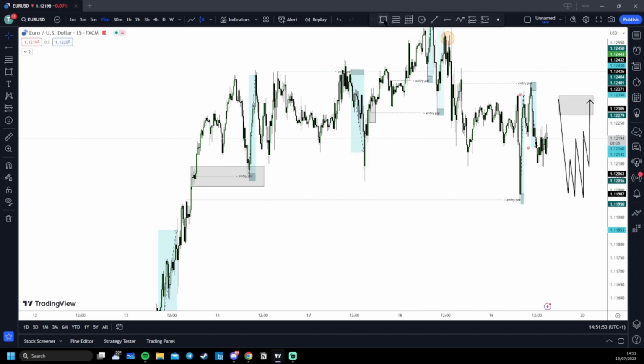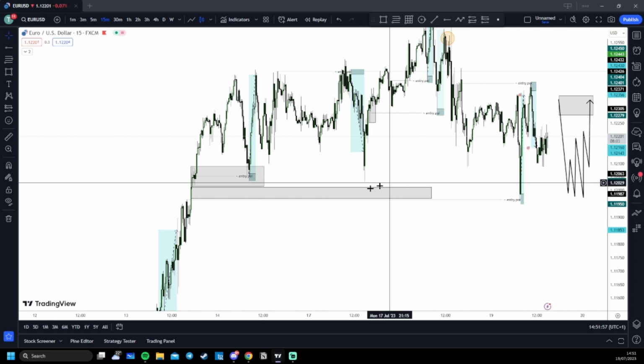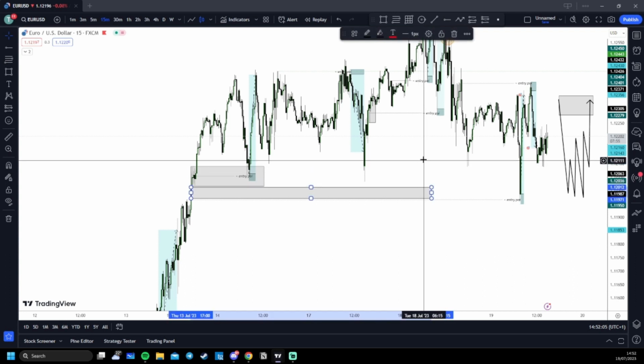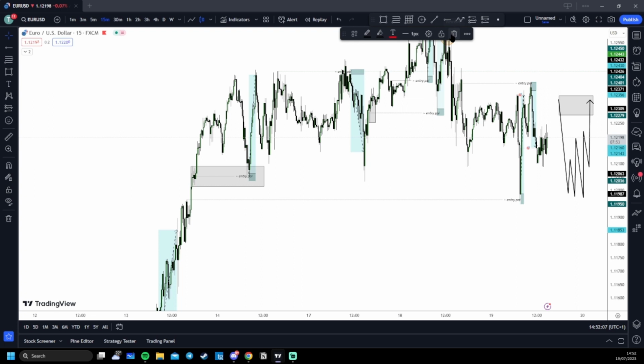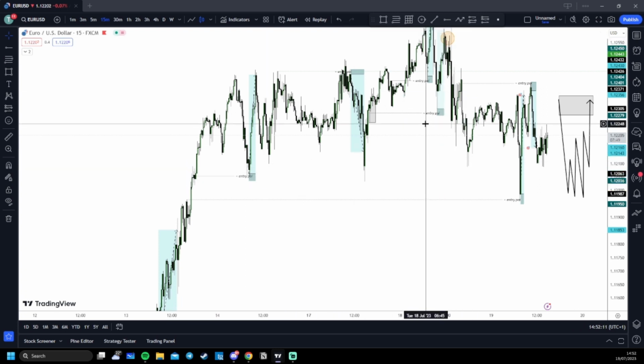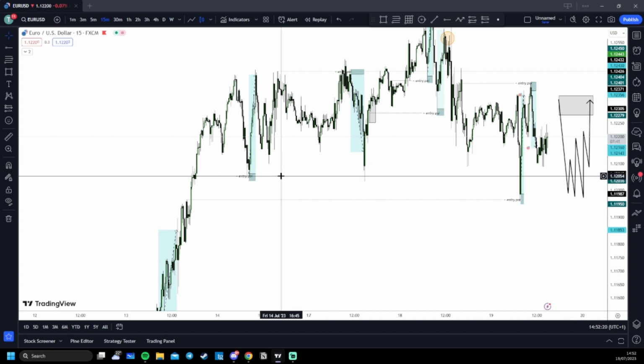There's a fair value gap just underneath it right here, and you rarely see fair value gaps actually being good points of interest to take buys or sells off of. It's usually made for inducement and building up liquidity before correcting off order blocks below. That's the conclusion I've come to. People always go on about taking orders off fair value gaps, and I never see it working. It does work sometimes, like if you're taking orders off internal structure.